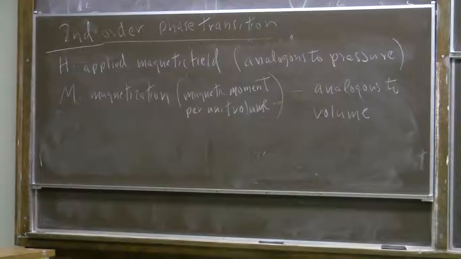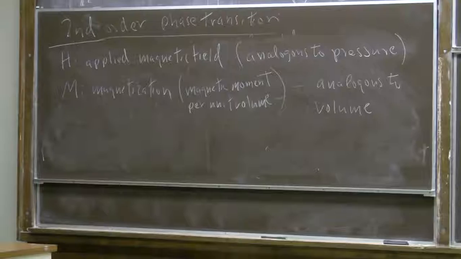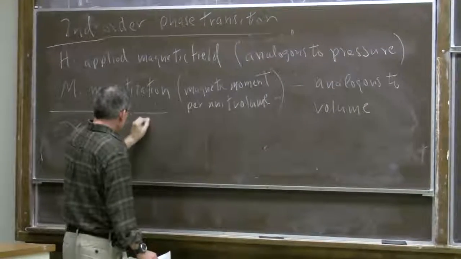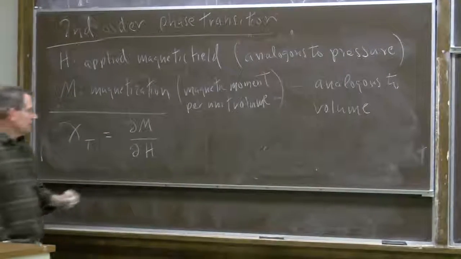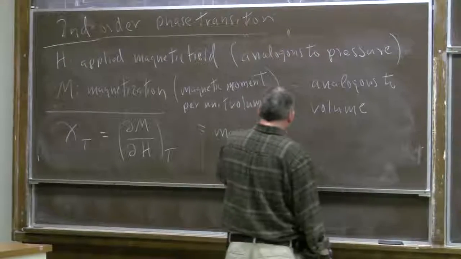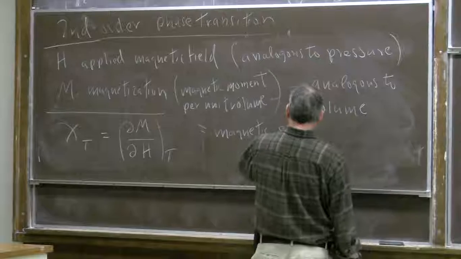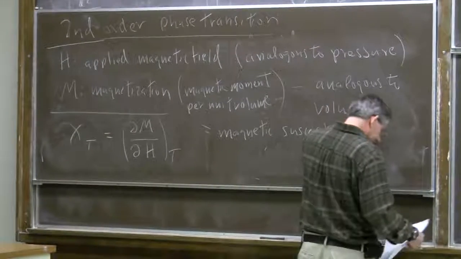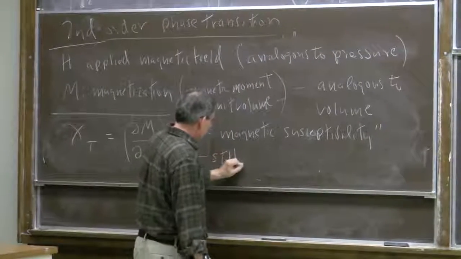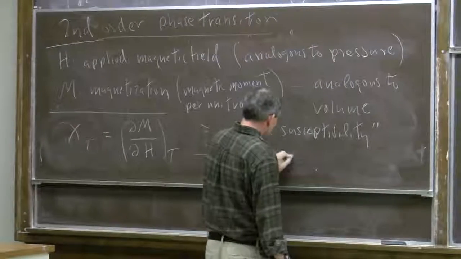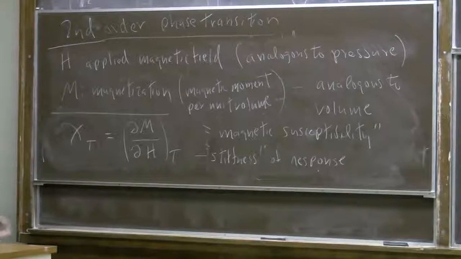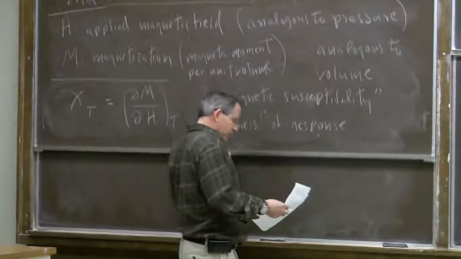Well, in the case of the fluid, the response to the applied pressure was described by the compressibility. In the case of the magnetic system, we'll consider instead the isothermal susceptibility, the derivative of magnetization with respect to applied field at constant temperature. The magnetic susceptibility, so that's a measure of how stiff the response is, or how much the system responds when we apply the field, just like compressibility tells us how much the system responds when we push on it.